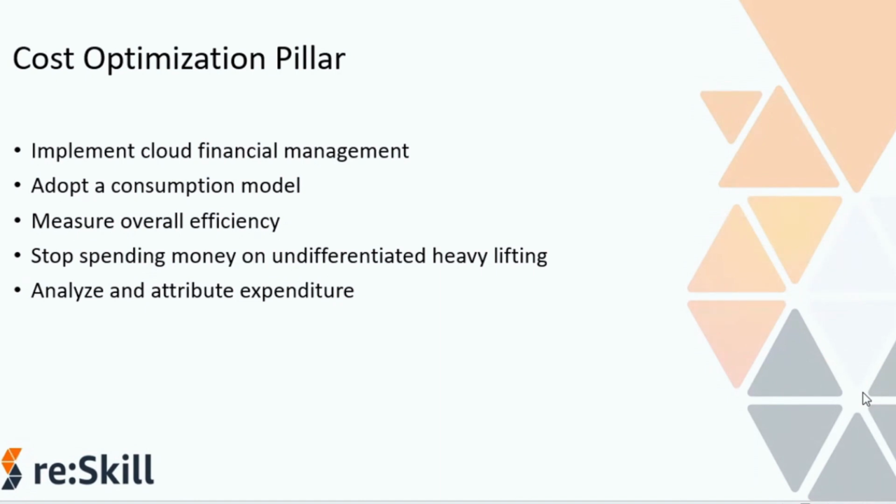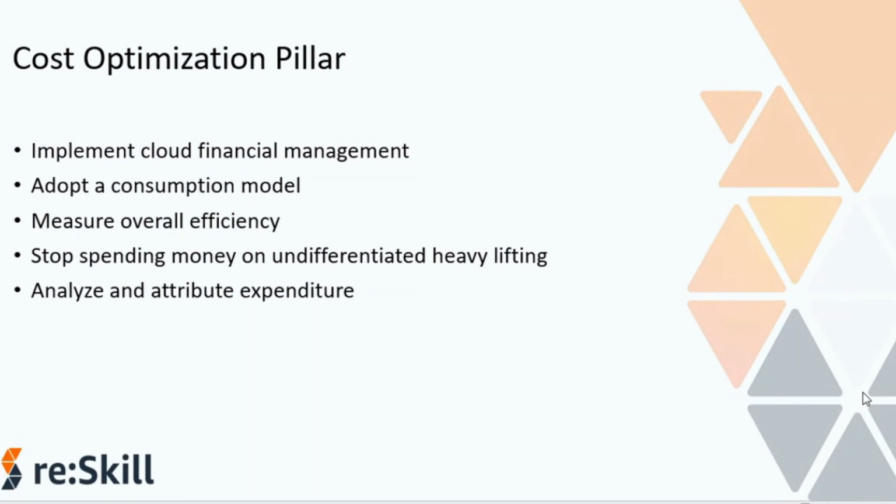Analyze and attribute expenditure. So always make sure that you have a tagging strategy in place, so that you'll be able to analyze the billing based on, let's say, center of excellence, or based on, let's say, different environments. You'll be able to get the cost. So these are some of the design principles which we have for the cost optimization pillar.